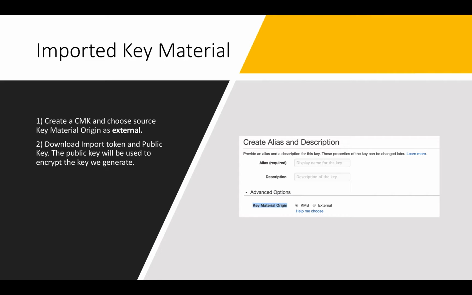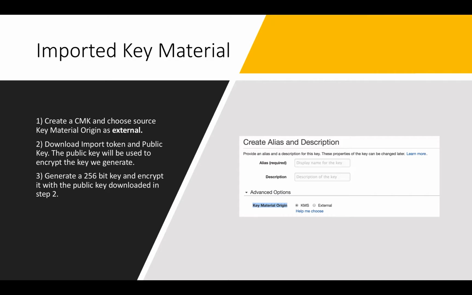And if we choose the external option, then we get to download a couple of things. One is the import token, and the other is the public key that will be used to encrypt the key that we generate. So once we generate the key that we want to import into the customer master key, we encrypt that key with the public key we downloaded in step 2.